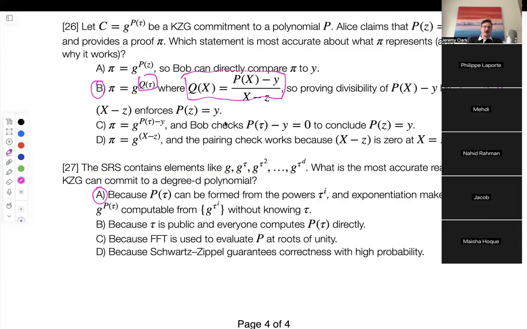G to the tau minus y, they check this equals 0. So it doesn't make sense. You can work out what this check does, but it doesn't do anything at all. G to the z x minus z, so that's the denominator. And then the pairing check works because this is 0 at x equals 0.